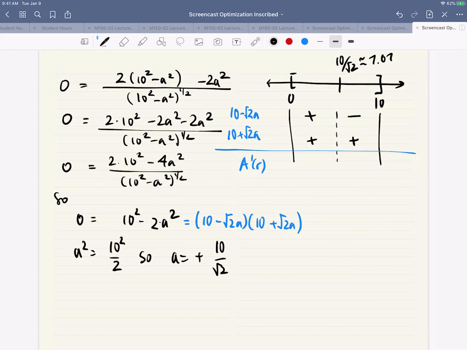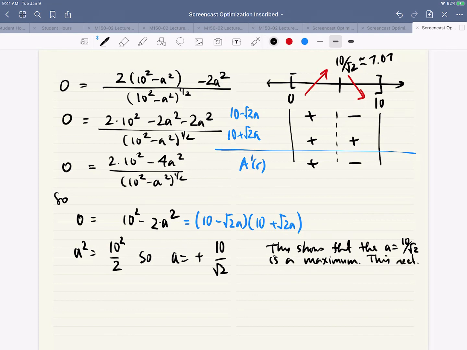So looking at the signs of these two factors, we see the derivative itself is positive on the first interval and negative on the second interval. So the first derivative test tells us that indeed the critical point a equals 10 over root 2 is a maximum. But the problem asked us to find the area of the largest rectangle, so let's do that.